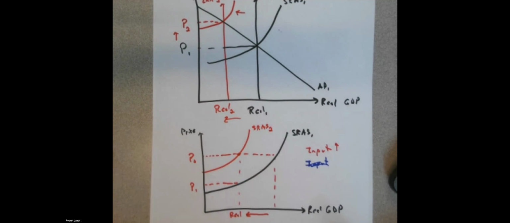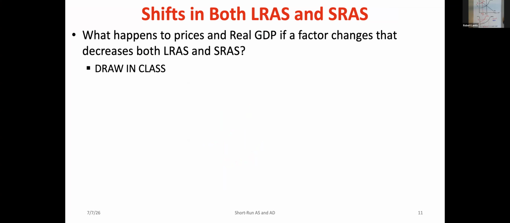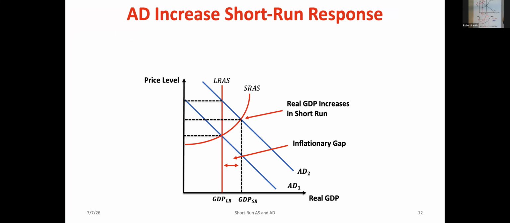Okay. Any questions on that before we keep moving here? Okay. So those are the things that would change our short and long run aggregate supply. We worked through those, and I did the decrease example right there. Now let's turn our attention to not shifts in both of these supply curves, but just a shift in our aggregate demand curve. And now we're going to differentiate between the short and the long run.